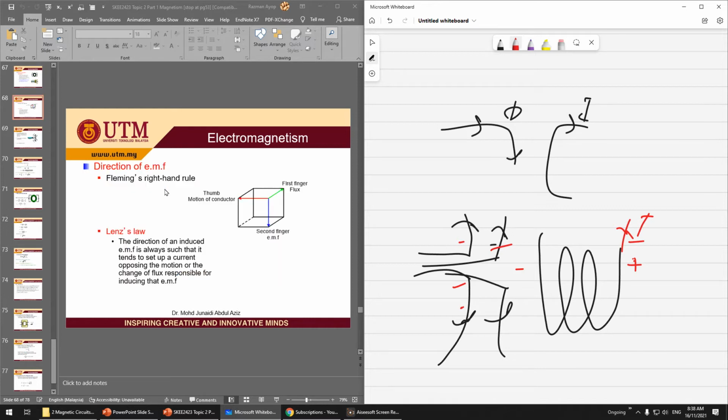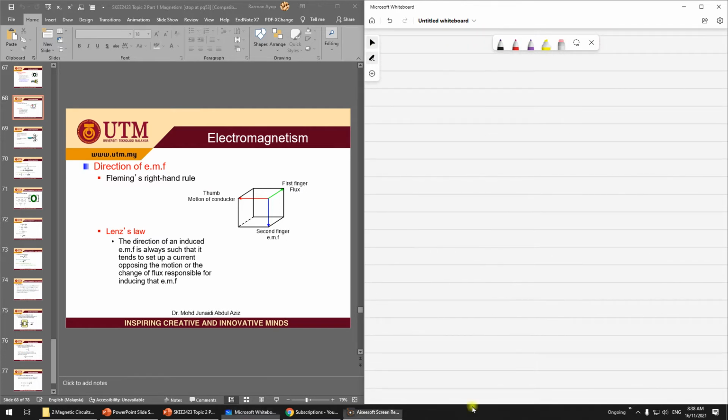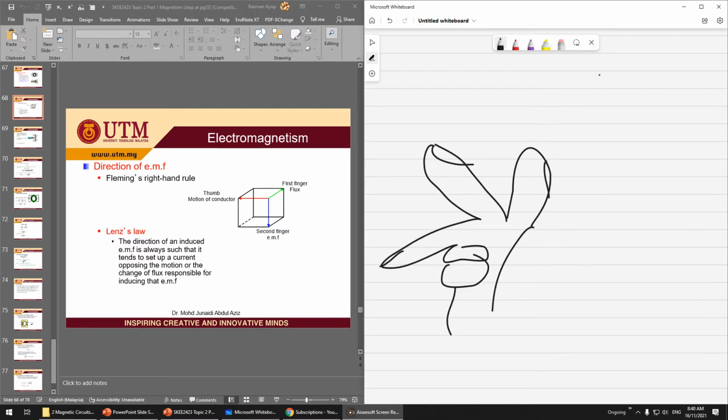For the direction of the EMF, when you want to determine this, you have to use Fleming's right hand rule. You have to use your right hand. Let me draw this. Sorry, I will draw the thumb first. I cannot draw the hand.